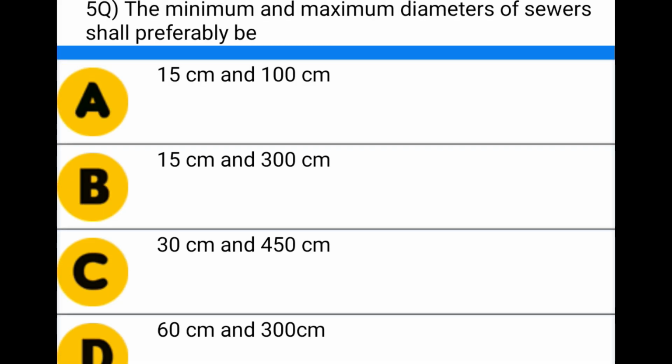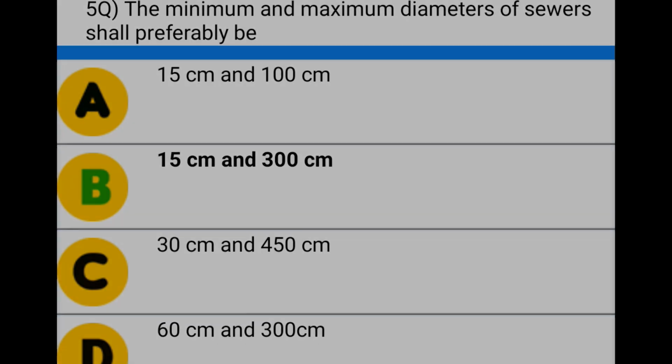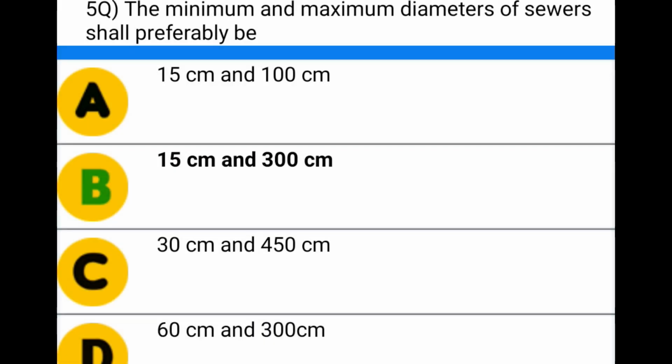Next question, the minimum and maximum diameter of the seawall shall be preferred by option A 15 cm to 100 cm, option B 15 cm and 300 cm, option C 30 cm and 450 cm, option D 60 cm and 300 cm. The correct answer is option B 15 cm and 300 cm.